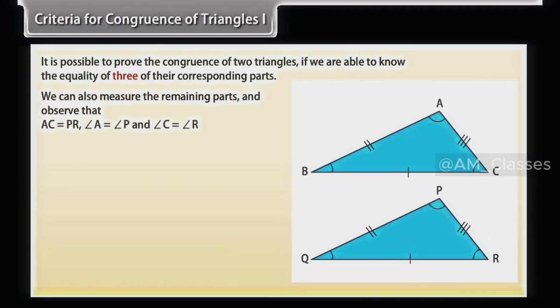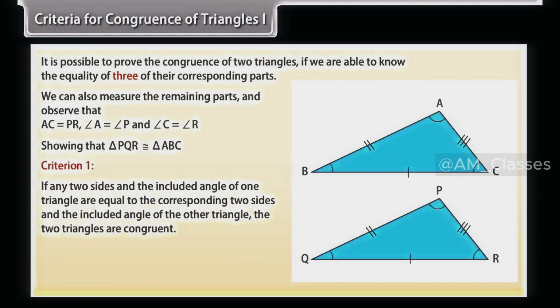Alternatively, we can also measure the remaining parts and observe that AC is equal to PR, angle A is equal to angle P, and angle C is equal to angle R, showing that triangle PQR is congruent to triangle ABC. This means that equality of these three corresponding parts results in congruent triangles. Thus, we have Criterion 1. If any two sides and the included angle of one triangle are equal to the corresponding two sides and the included angle of the other triangle, the two triangles are congruent. This criterion is referred to as SAS, the side angle side rule.